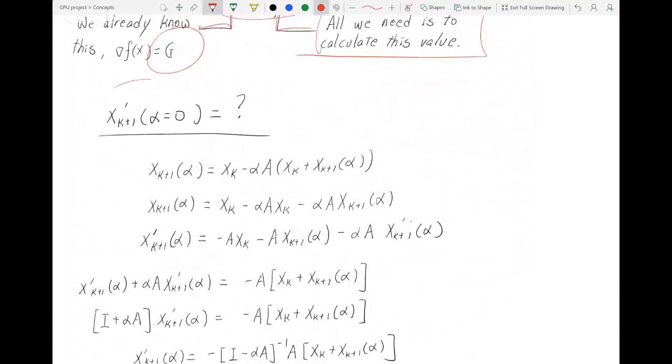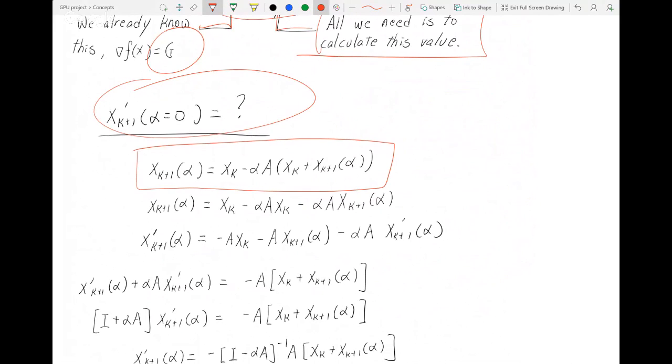Okay, so how do we solve this? Well, we know this equation here. That was the update equation. So the first thing I'm going to do is distribute them here and here. And then I'm going to take the derivative of this with respect to alpha. So this right here doesn't have alpha, so it goes away. Over here, we get rid of the alpha, so that goes here.